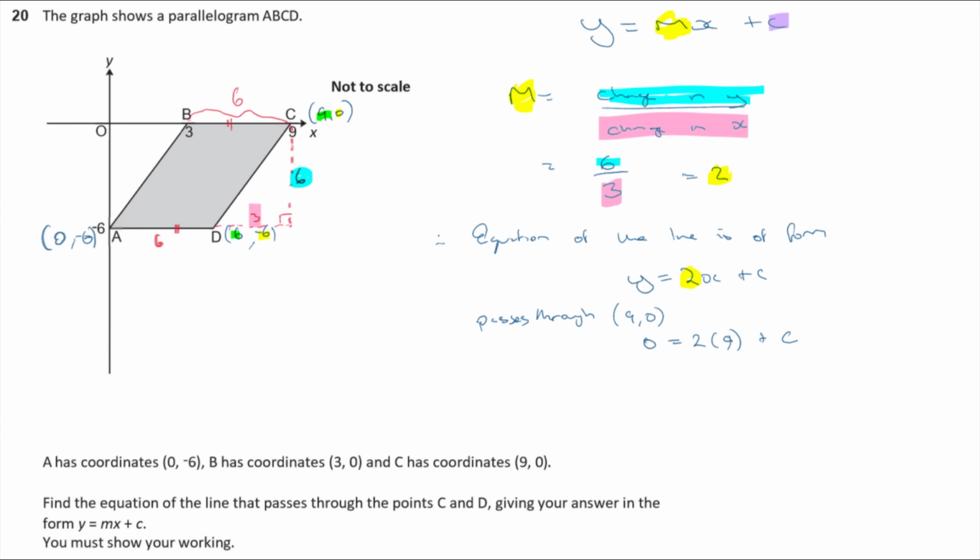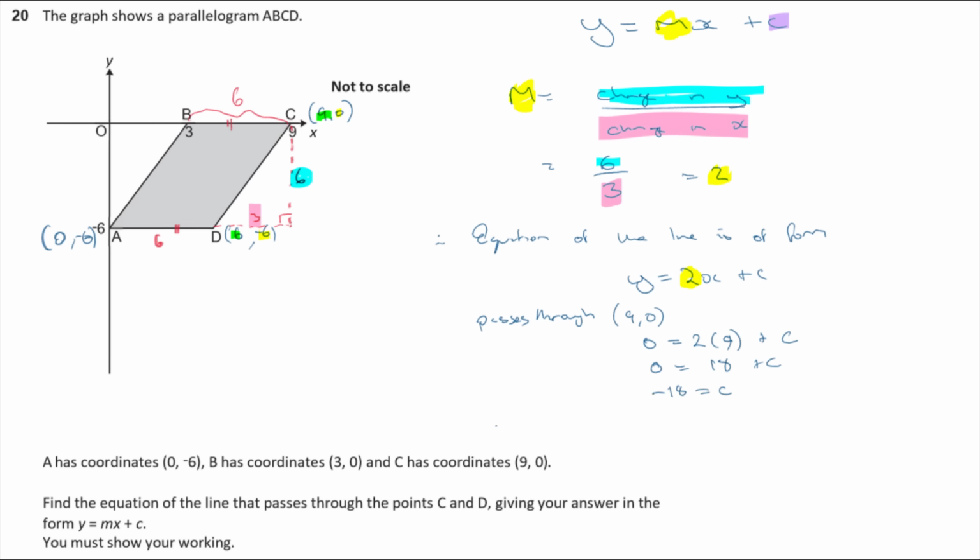It's a bit like what we were doing earlier with the inverse proportion question where we had a k unknown, we needed to find it, and we subbed in two values. We're doing the same thing here. If we sub in x and y values, the only thing we don't know is c. So that gives me 0 equals 18 plus c. So c then is going to be minus 18, isn't it?